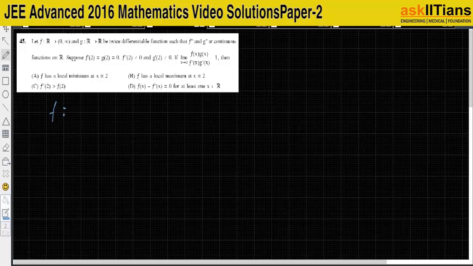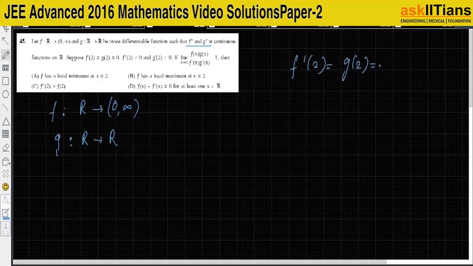So there is a function f which is defined from R to 0 to infinity. So this is domain and codomain. G is defined from R to R, and f and g are twice differentiable functions. Both of them are twice differentiable. F double dash and g double dash are continuous functions. Suppose that f dash 2 is equal to g of 2 is equal to 0, and also it is given that f double dash 2 is not equal to 0 and g dash 2 is also not equal to 0.